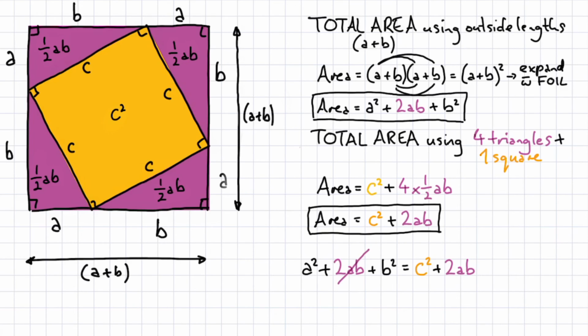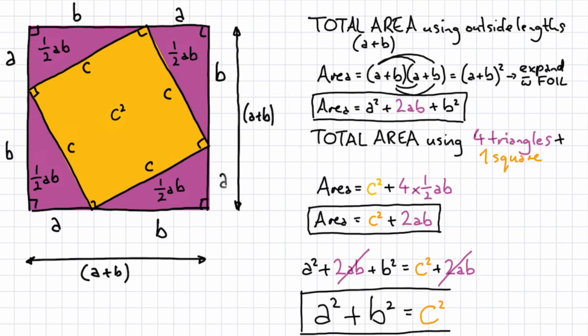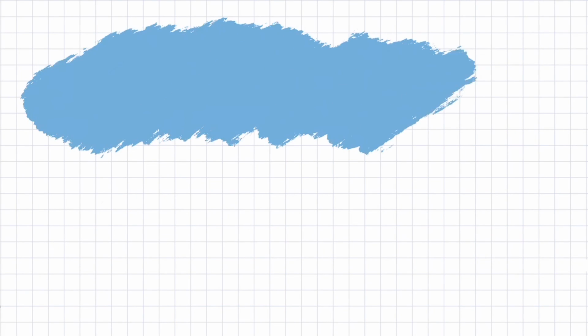You might see how this cancels out. If we subtract 2ab off both sides, the 2ab gets removed, and we're left with that famous Pythagoras formula: a squared plus b squared equals c squared. And that's our little proof or explanation as to why Pythagoras' theorem works.